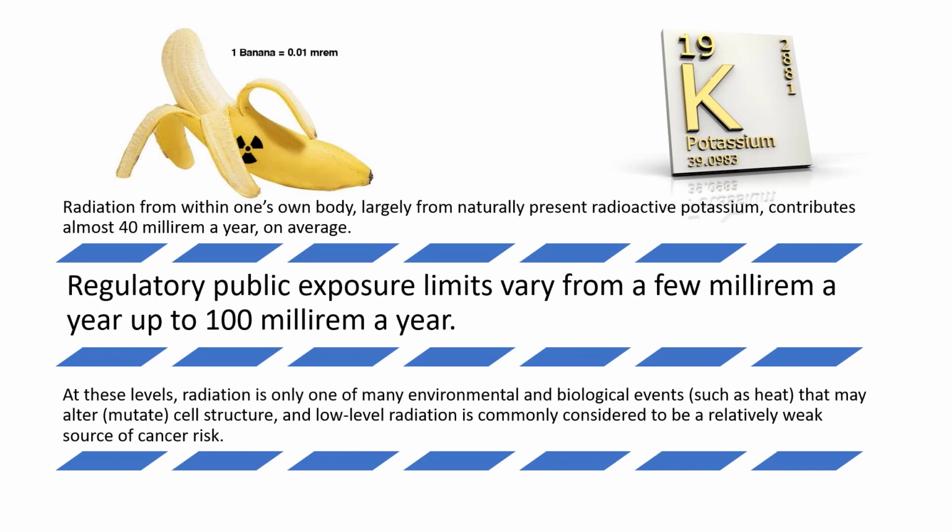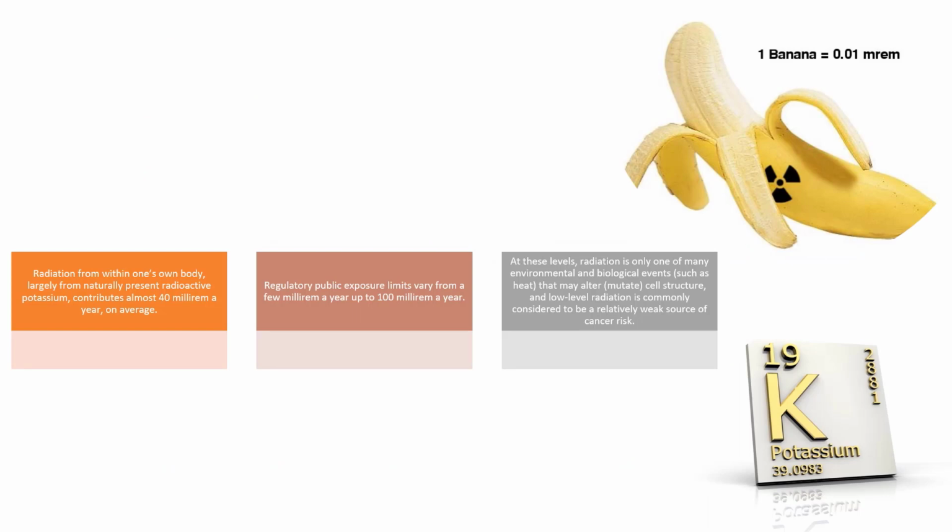We are constantly bombarded by cosmic radiation, natural radiation, and man-made radiation. To give an idea of how much radiation we are actually exposed to, radiation from within our own body gives us about 40 millirems of exposure a year on the average. This comes naturally from the radioactive potassium that's contained in the body. We can also see potassium and other radioactive materials contained in the food we eat, such as a banana has about 0.01 millirems of radiation exposure from potassium contained in the fruit.